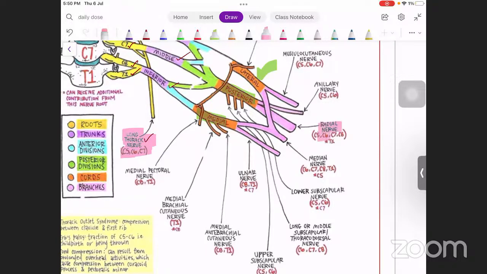So why is the radial nerve called the thickest nerve of the brachial plexus? Because it takes its origin from the entire brachial plexus, from C5 to T1. So that's why it is called the thickest nerve of the brachial plexus.